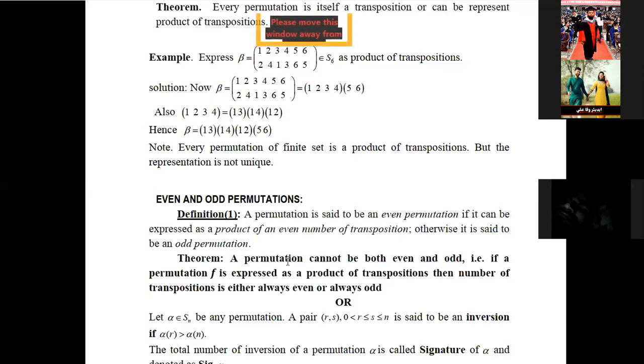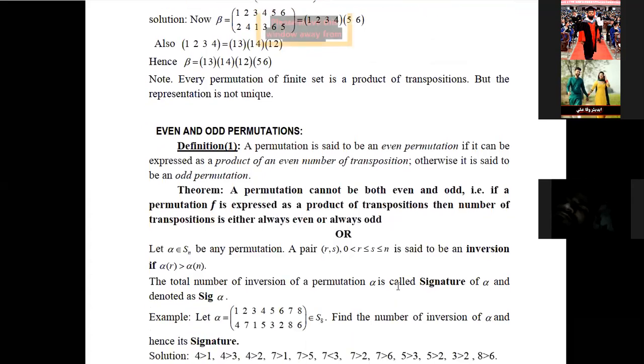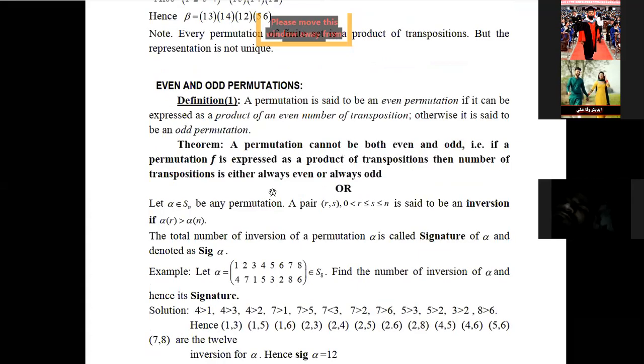Okay, a permutation cannot be both even and odd. If a permutation f is expressed as a product of transpositions, then the number of transpositions is either always even or always odd. If you write any permutation as a product of transpositions, then the number is either even or odd, not both together. This is another way to check whether a permutation is even or odd. Okay, this is one way.